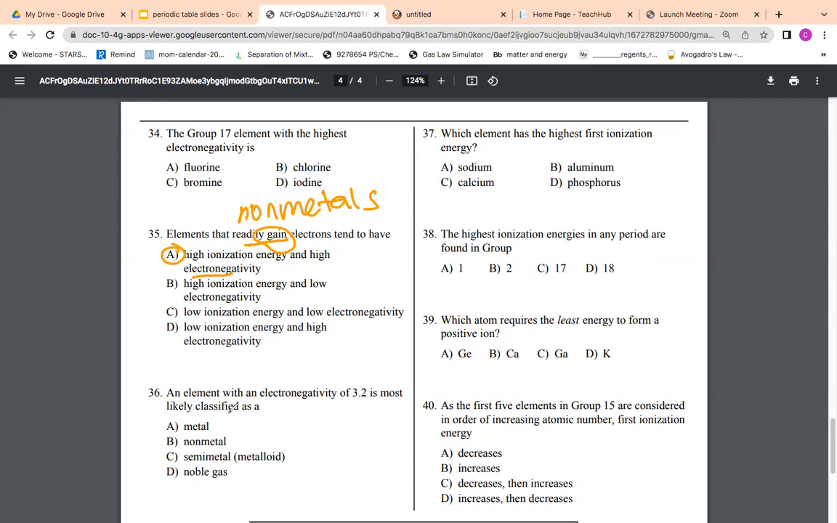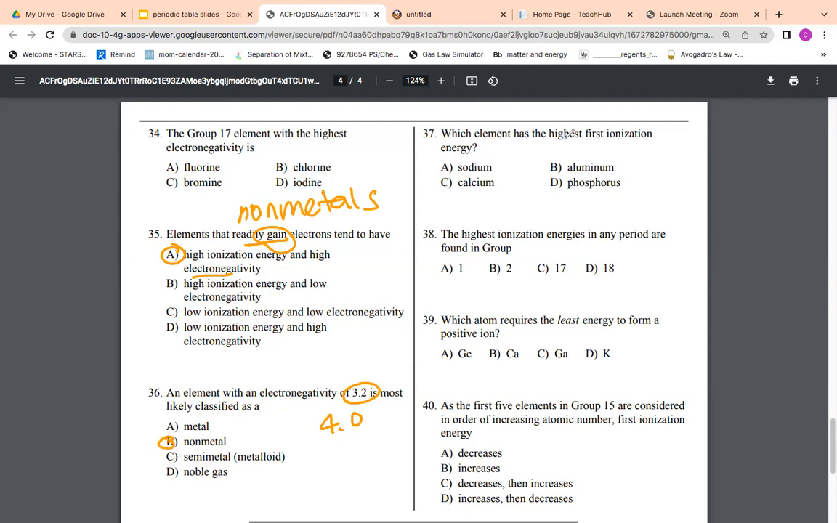Number 36. An element with an electronegativity of 3.2 is most likely classified as... this is a pretty high electronegativity. Again, the highest one that you can have is 4.0, and that's a nonmetal. So things that have higher electronegativities are usually nonmetals.